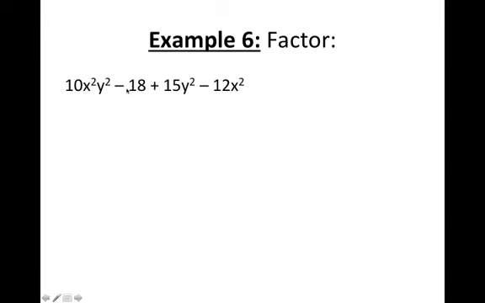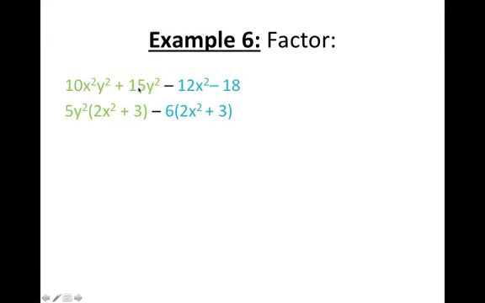All right, so that's what I did. I'm going to shift everything over. So instead of leaving it like this, I'm going to move the minus 18 over here, color-coded it, where I've got the 10x squared y squared plus 15y squared minus 12x squared minus 18. That way, along with a 5, I can also factor out a y squared out of these two, and maybe that'll work. So let's look.